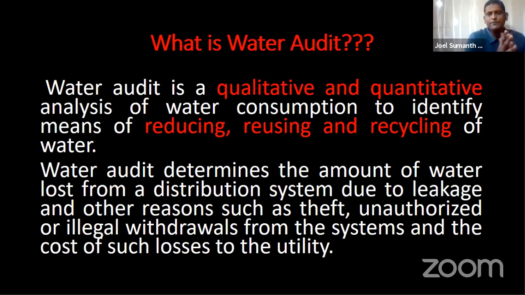Then what is the difference between an audit and a budget? One main difference is that a budget is prepared before consumption. Let us say you want to understand the water demand in a particular year. At the beginning of the year, you prepare something called a water budget. And after consumption, at the end of the year, you prepare something called a water audit.